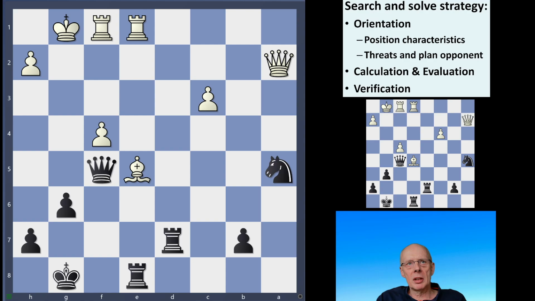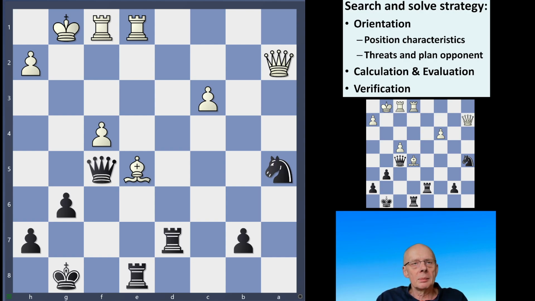So here we have the position, and if you want to make this into an active learning session, stop the video, take a piece of paper and write down what you think is the orientation in this position. So it's clear black is to move, because actually black is in check. And black is not only in check, there's an undefended knight on a5. And so black is faced with a double attack.